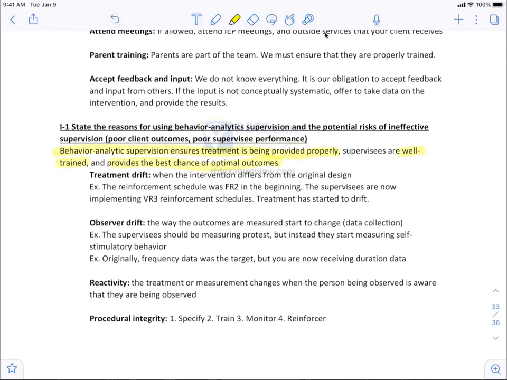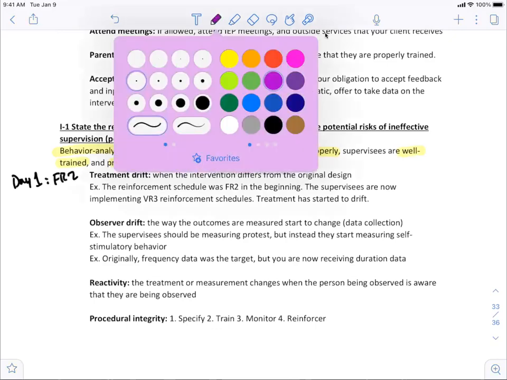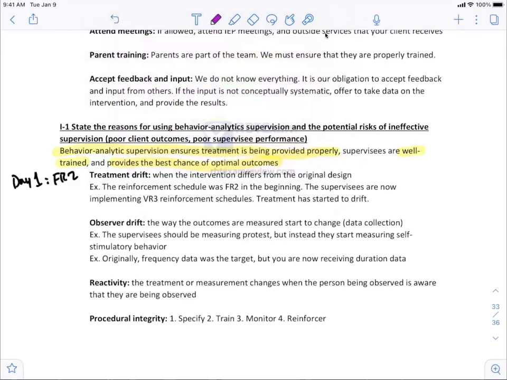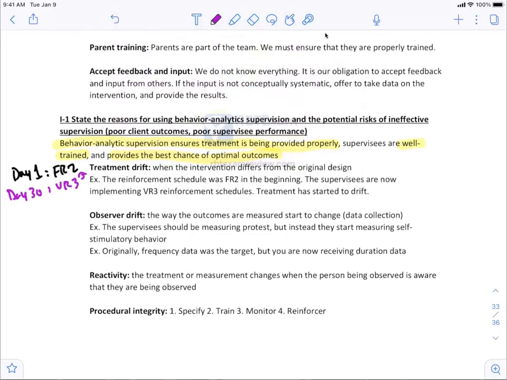Some terms to know for supervision: treatment drift, when the intervention differs from the original design. So the reinforcement schedule was FR2. So day 1, FR2. You haven't changed anything. Nothing's changed. Day 30, VR3. Treatment's drifted. Okay, we need to supervise, get them back on track to an FR2 and what's exactly supposed to be run.